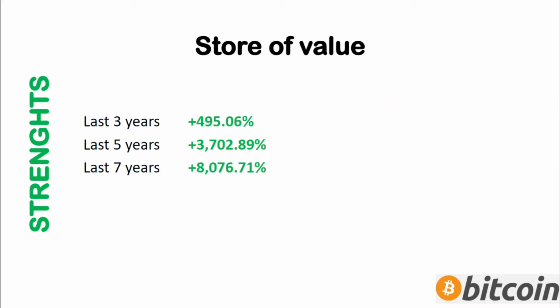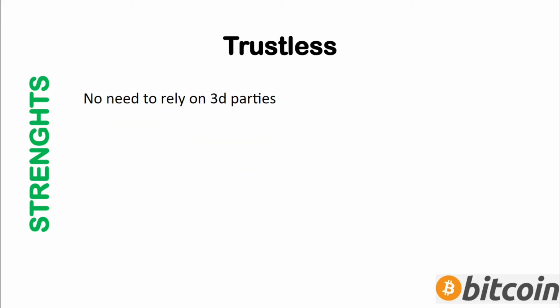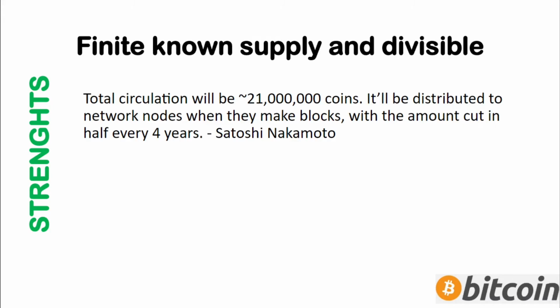It is the best store of value the world has ever seen, and it is basically trustless. It has finite known supply of around 21 million coins, and it is divisible into a unit called Satoshi. It is 1/8 decimal part of 1 Bitcoin. So you can buy as much as 0.000000001 Bitcoin.